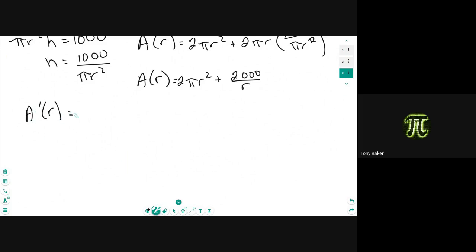What's my derivative? 4 pi r plus 2,000 over r squared. Isn't it minus? Yeah, it's minus, because it's our -1.